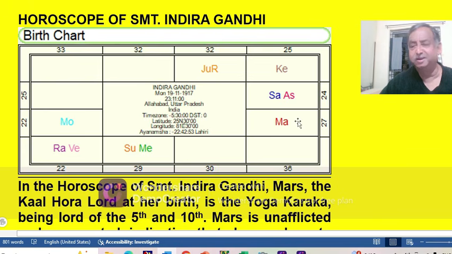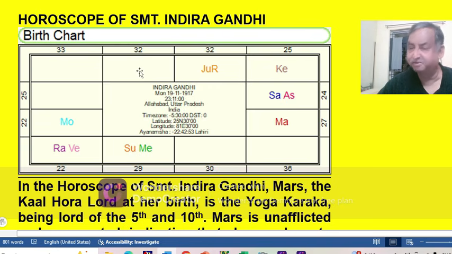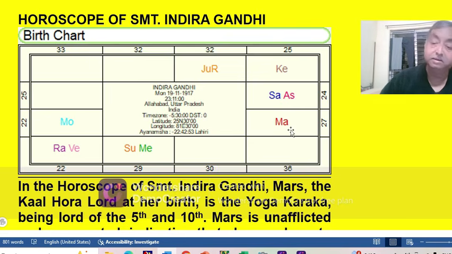She was born in the Kaal Hora of Yoga Karaka. Means yoga, means prize, prized birth. Yoga Karaka, Mars. Mars is also the 10th Lord. Mars is unafflicted and unexpected. So she was taking independent decisions.